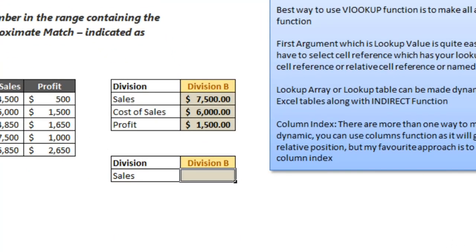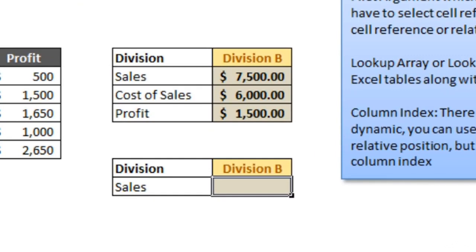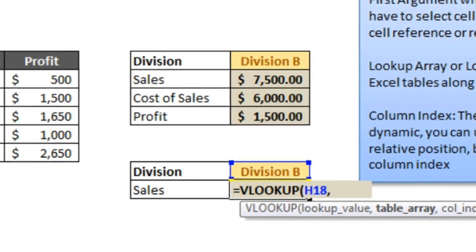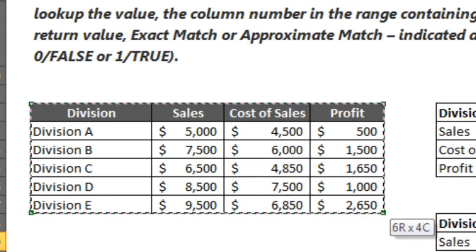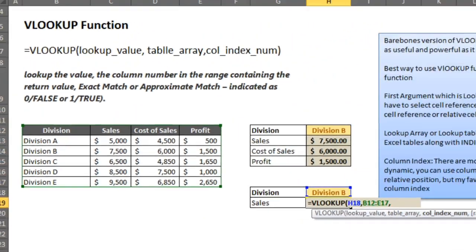So in this small table, I have a list of divisions A to E, as you can see from this table here. And now I have a list of KPIs as well: sales, cost of sales and profit, which is in list format. So I'll be writing the VLOOKUP formula here. Lookup value is our division name, which is in H18 here. Table array would remain the same, which is B12 to E17.